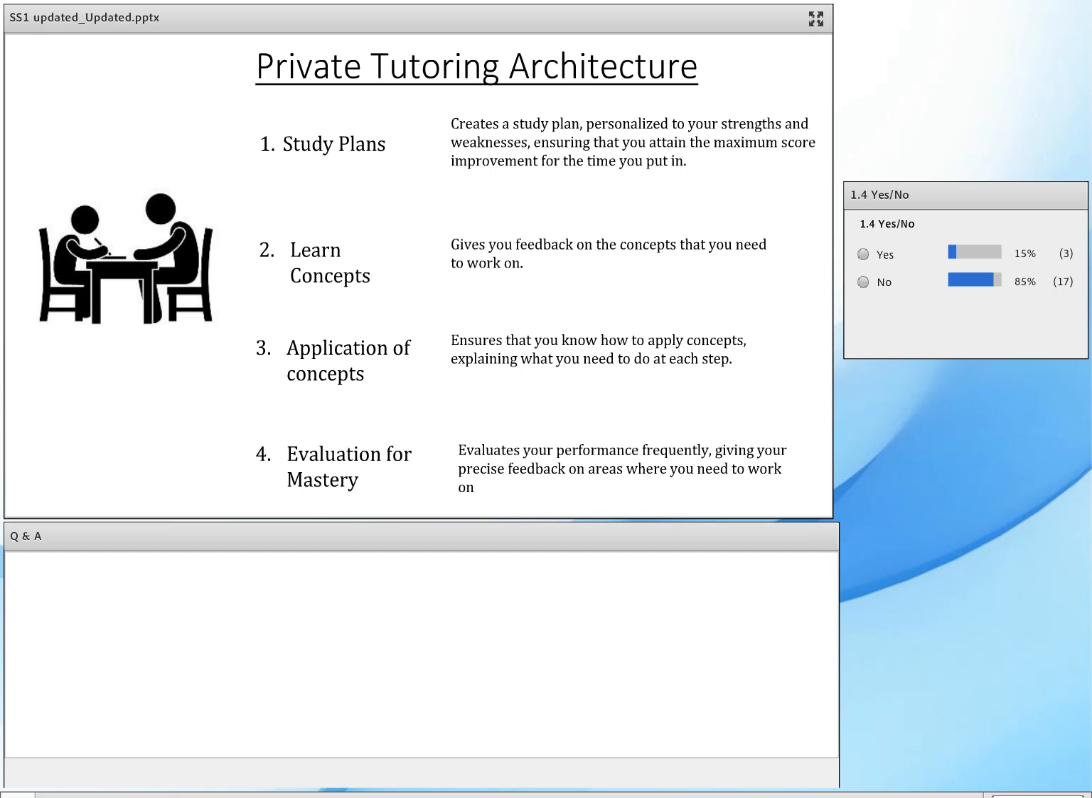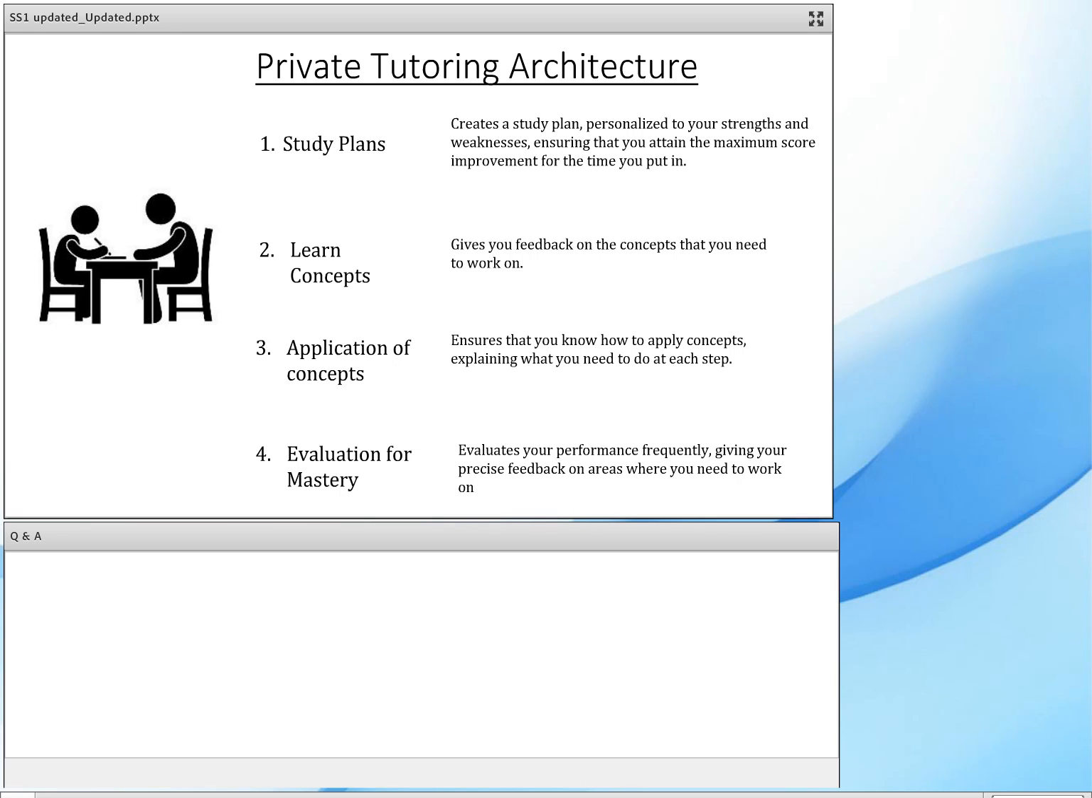Okay. Very few of you have. So again, this is something which even private tutors struggle to provide.